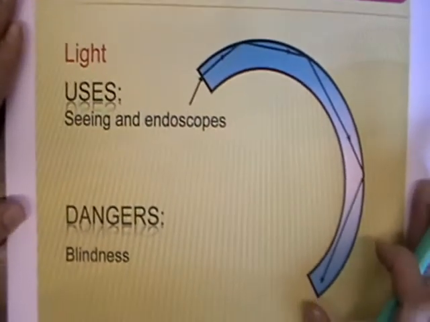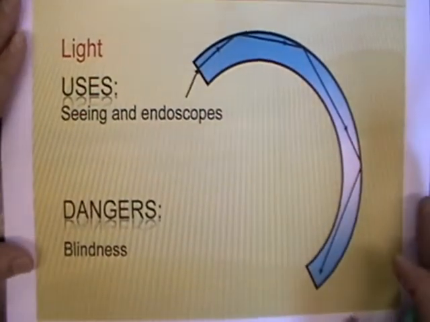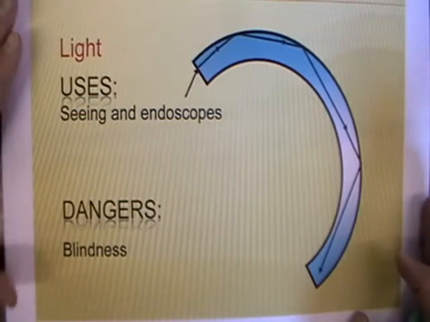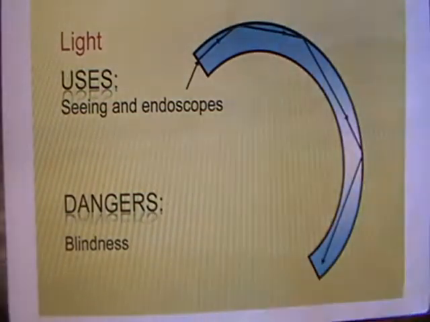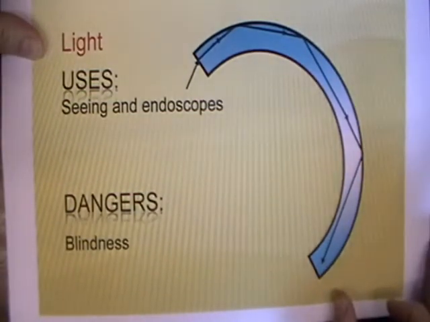Right, the next one is light, and this is one we're most familiar with. And light is obviously the only one that we can actually see. It's only one of the 7 types of electromagnetic waves that we can actually detect with our eyes.